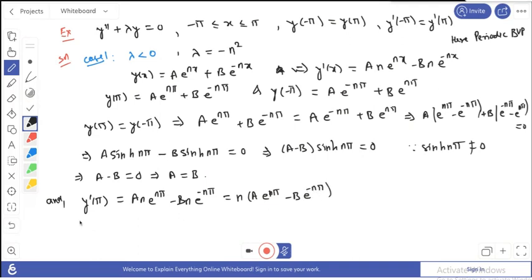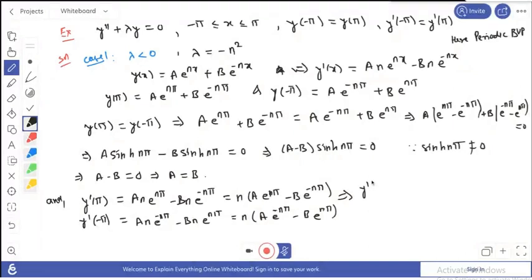And what is y prime of minus pi? Minus pi becomes a n e to the power minus n pi minus b n e to the power plus n pi. So this is n common, a e to the power minus n pi minus b e to the power n pi. And these two are the same. So y dash pi equals y dash minus pi. So this implies these two are the same and then cancel out. So this becomes this thing.